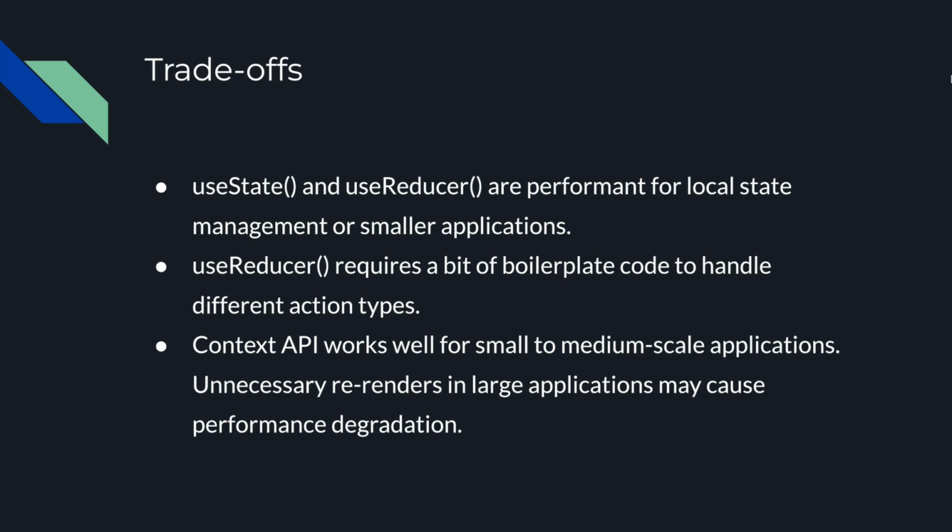Both the useState and useReducer hooks are highly performant for local state management. However, they don't inherently provide a global state solution for large applications where the state is shared across many parts of the application. Similarly, the Context API works well for small to medium-scale applications. However, it can lead to unnecessary re-renders in large applications, since any change in context value triggers re-renders in all consuming components, regardless of whether they use that part of the context.